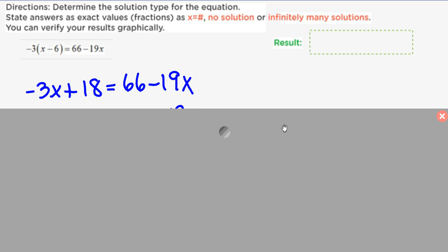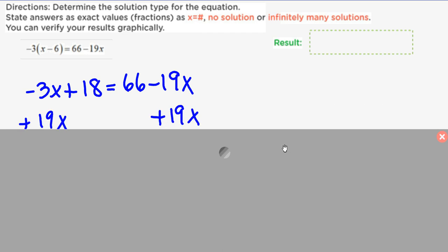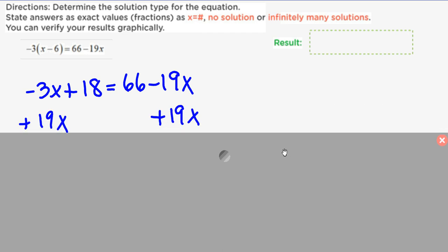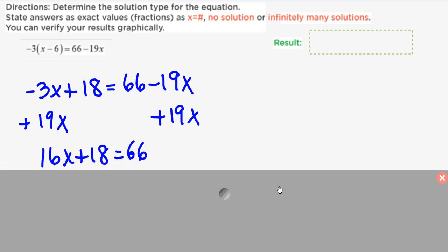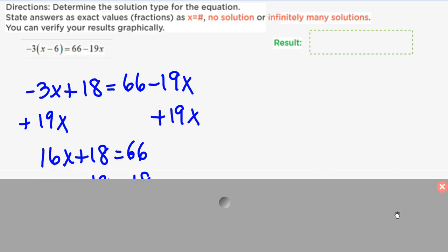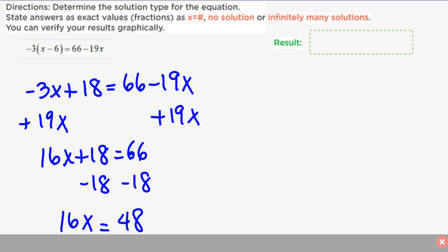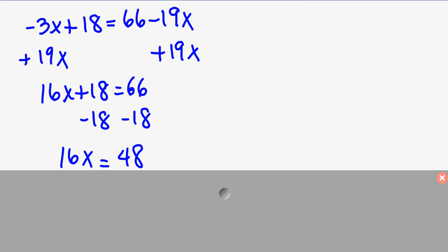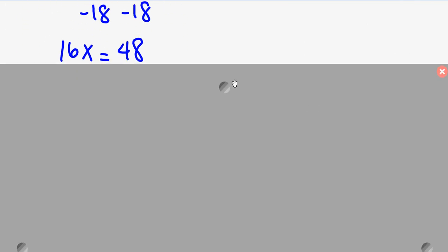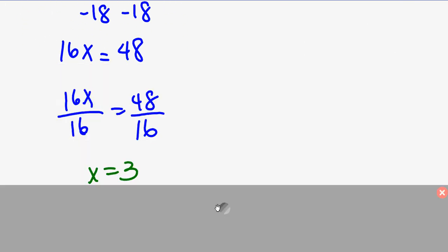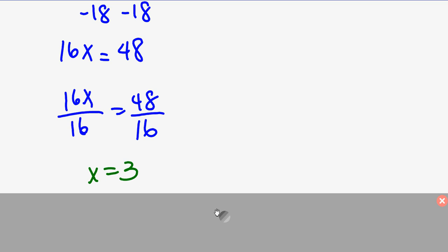So we start with the lowest variable, which is negative 19x. We're going to undo that subtraction by addition. So we're going to add 19x to each side. That leaves us now with 16x plus 18 equaling 66. We have to undo the addition of 18, so we'll subtract 18 from each side of our equation, giving us 16x equals 48. We have to undo the multiplication of 16 by dividing each side by 16. That gives us 3.